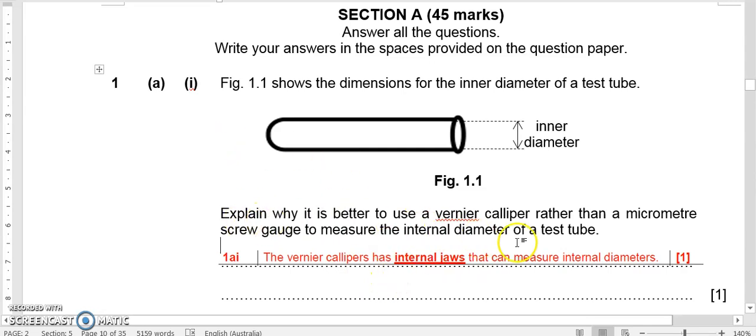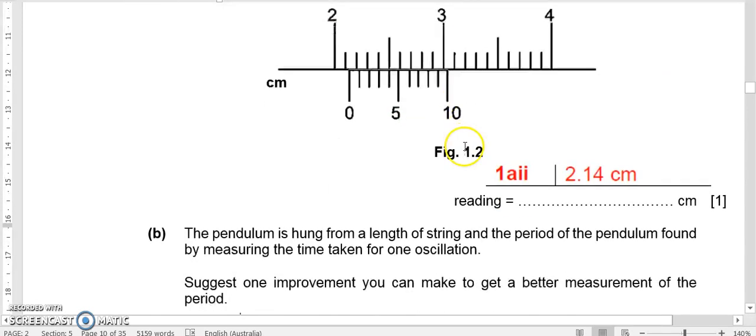They actually ask you to explain why it is better to use a vernier caliper to measure internal diameter. Mainly, you got to mention the word internal jaws. Okay, that's the main difference. You cannot just say it has something that can measure. Don't repeat the question. So basically, a vernier caliper has got internal jaws that can measure internal diameters.